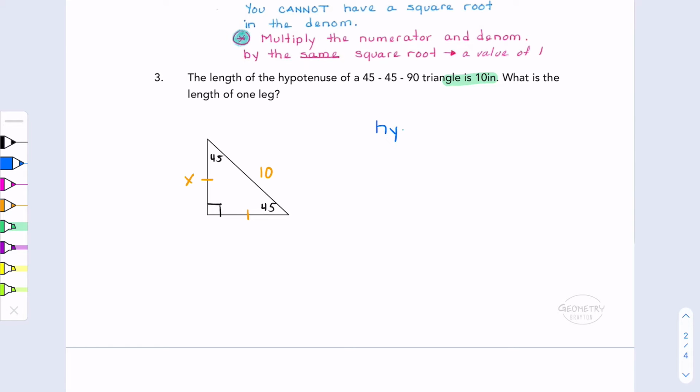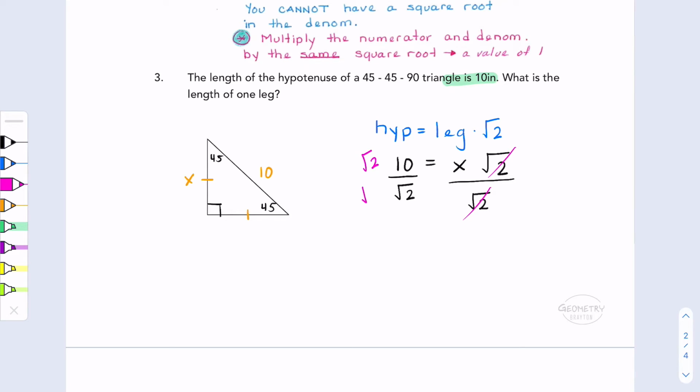The formula tells us that the hypotenuse is equal to the leg length times the square root of 2. The hypotenuse length is 10. The leg length is represented with x times the square root of 2. And just like the previous problem, we need to rationalize by dividing both sides by the square root of 2. We eliminate the square root of 2 on the right. On the left, we have to rationalize by multiplying the top and bottom by the square root of 2.